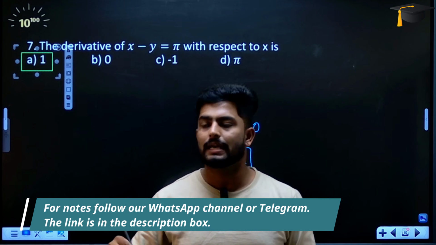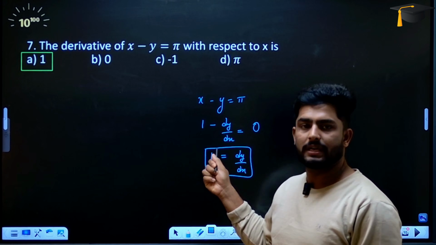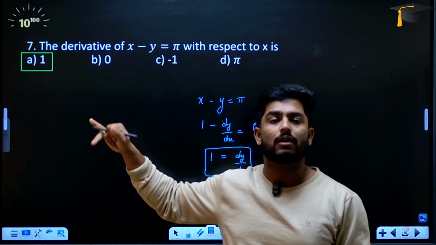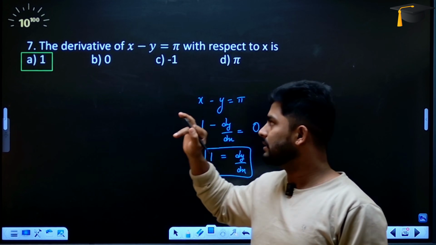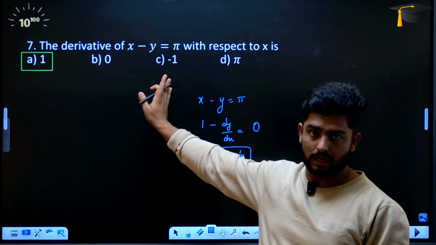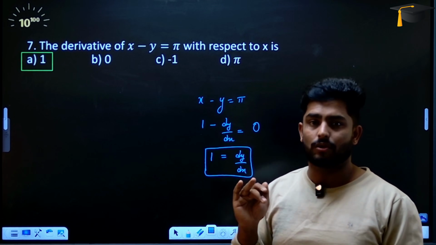Here the tragedy is after the first differentiation, you end up getting 1 minus dy by dx. You tend to write dy by dx is equal to minus 1 without solving. Please be very careful while choosing the answers. It's actually 1, not minus 1. There is a high chance that you will go wrong, children. So that's the reason. Please don't go wrong here.